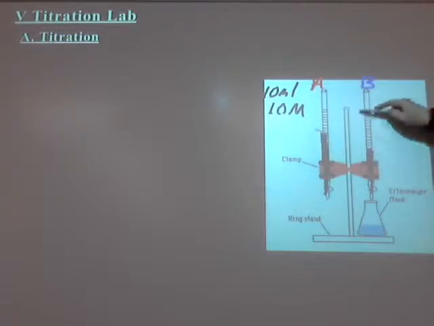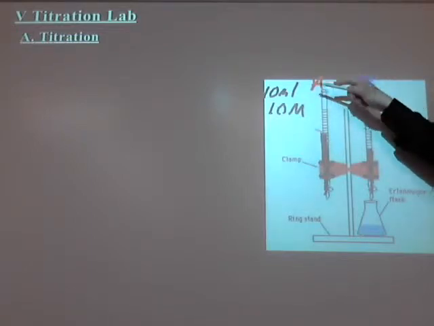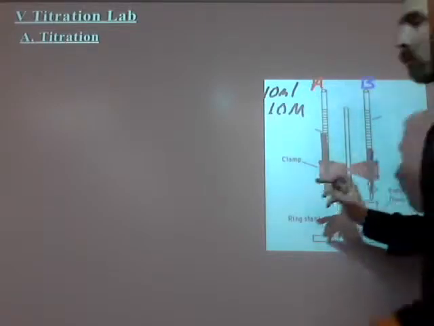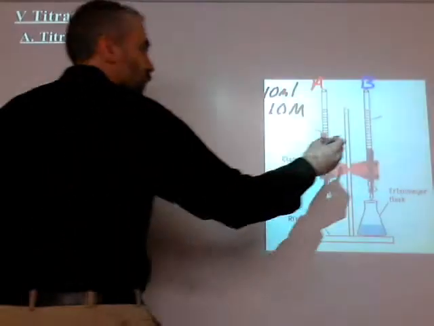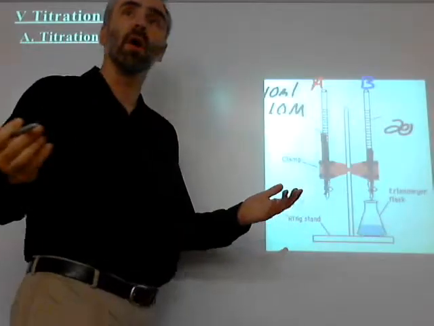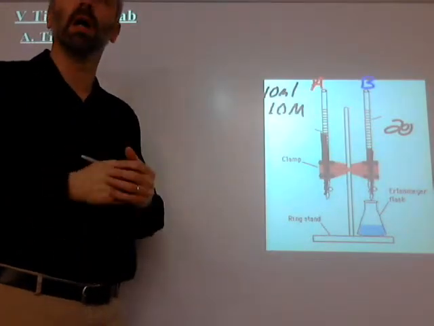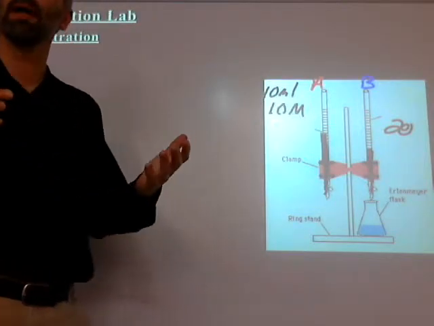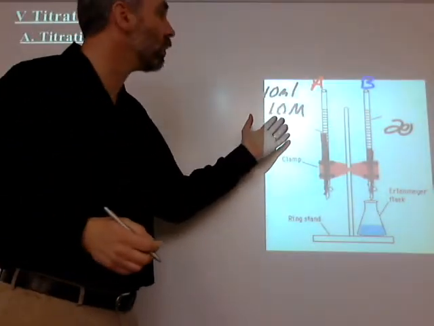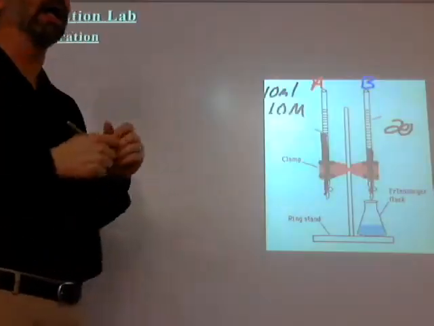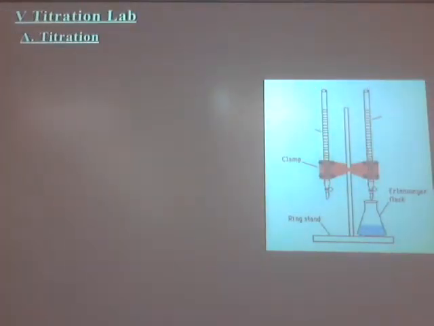Right? It took more of this to neutralize less of that. This guy must be stronger. And the factor by which he is stronger, if it took 20 milliliters of this, would be twice as strong if it took 10 of that. That all makes sense? That's the whole logic behind it. So you'll know how strong your acid or your base is based on the one that you do know, and the unknown you figure out by how much of it took to neutralize that guy. That's the whole point behind a titration.